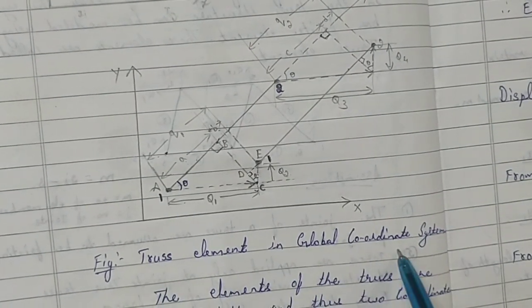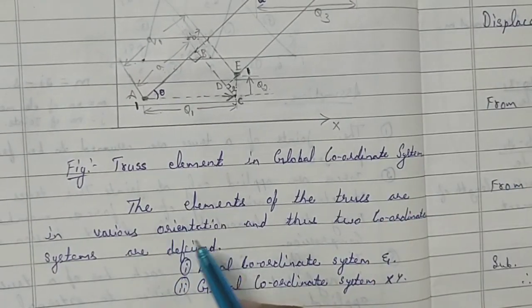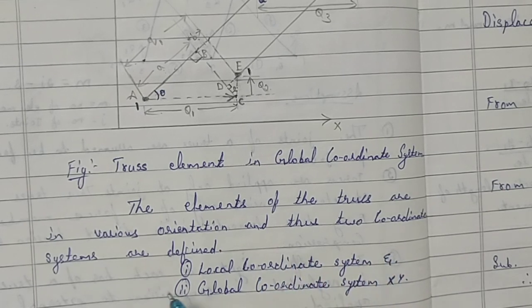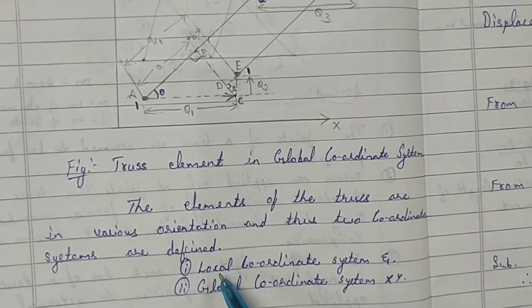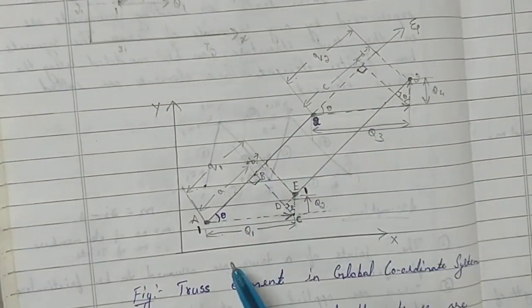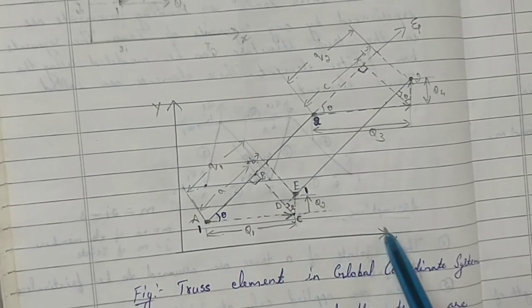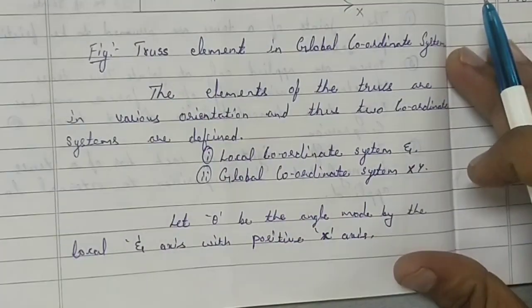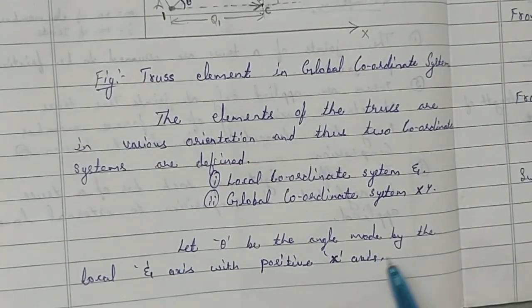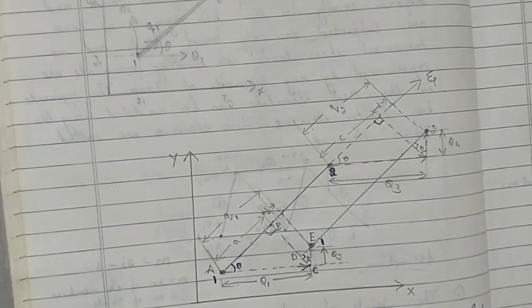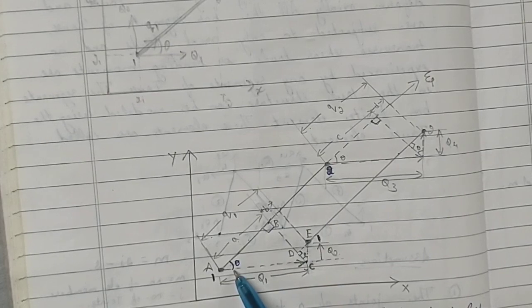Figure: truss element in global coordinate system. The elements of the truss are in various orientations, and thus two coordinate systems are defined. First is the local coordinate system zeta, and the global coordinate system xy. That's why I said since it's in various orientations, we have two coordinates. One is xy, that is the global coordinates. The other one is zeta, that is the local coordinate. Let theta be the angle made by the local zeta axis with the positive x-axis. So the angle between the local zeta axis and the positive x-axis is theta.